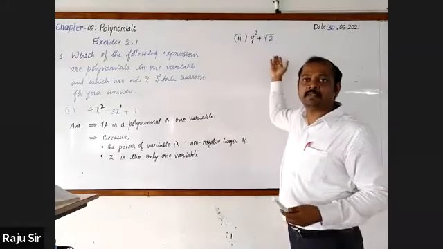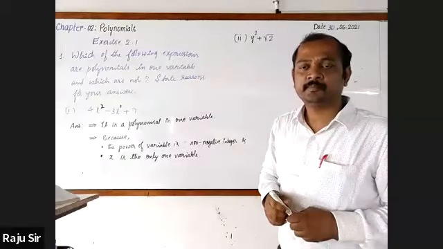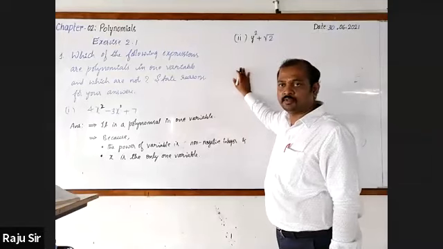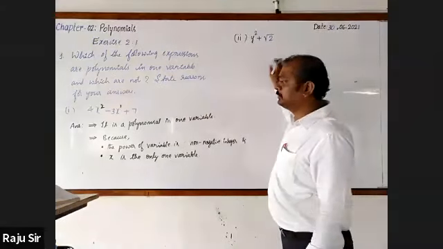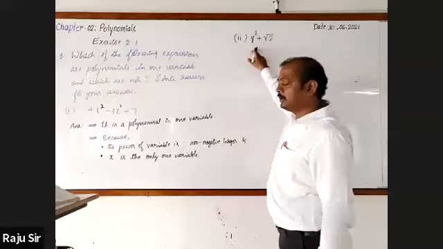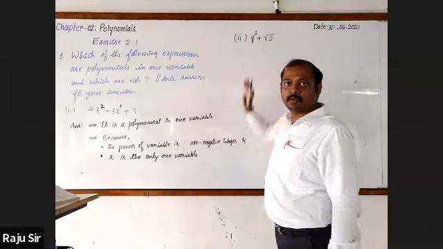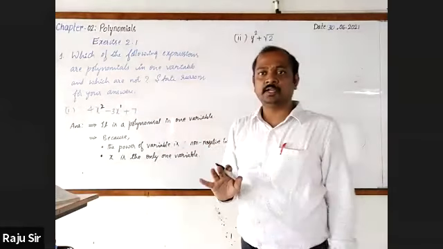Then how many variables are there? One, sir. One variable. It is a polynomial in one variable because the power of the variable is a non-negative integer and y is the only one variable. That is the reason you will write.